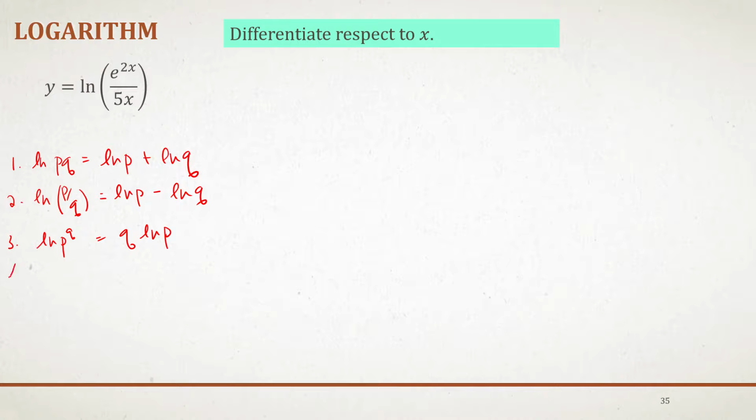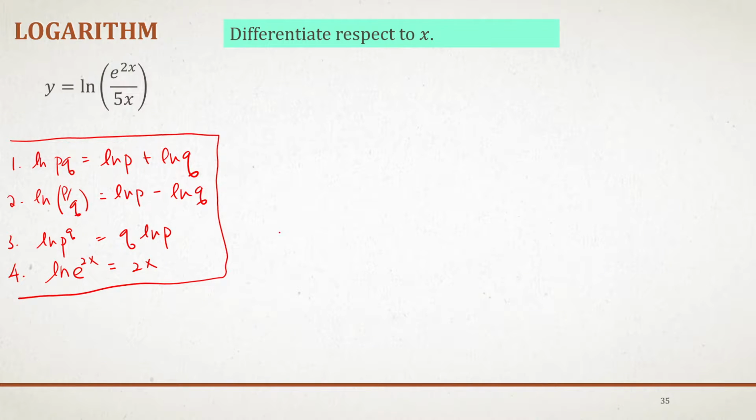And one more thing, please remember, if I have ln e to the power of 2x, I'm going to have 2x, because ln and exponent are inverse of each other, so they will give you 2x. So these special cases are based on these few rules for the logarithm.